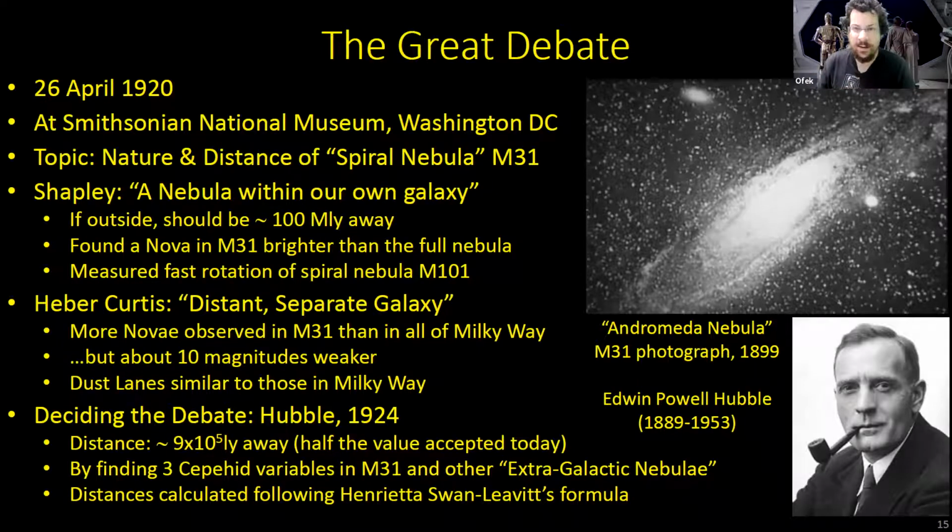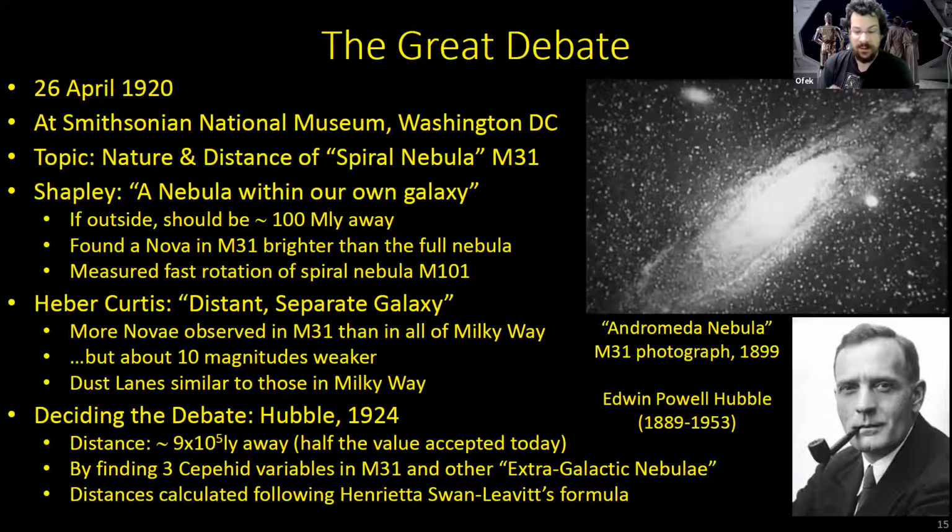He used the Swan-Leavitt formula and estimated a distance of just under 1 million light years to the Andromeda galaxy, the nebula, after which the galaxy is named, about 900,000 light years away. Today we think it's about twice as far. It's about 2 million light years away. But this was the first time. A factor of 2 is not too bad in astronomy, and for him, this was the decisive evidence.